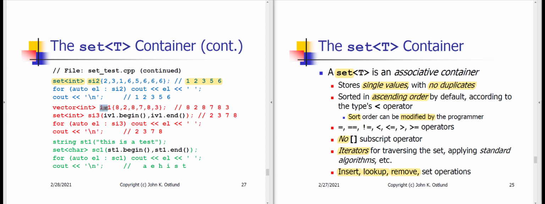Next up, I have iv1, which is an integer vector, and I've got 8, 2, 8, 7, 8, 3, but of course that gets reduced to 2, 3, 7, 8 in ascending order with no duplicates.